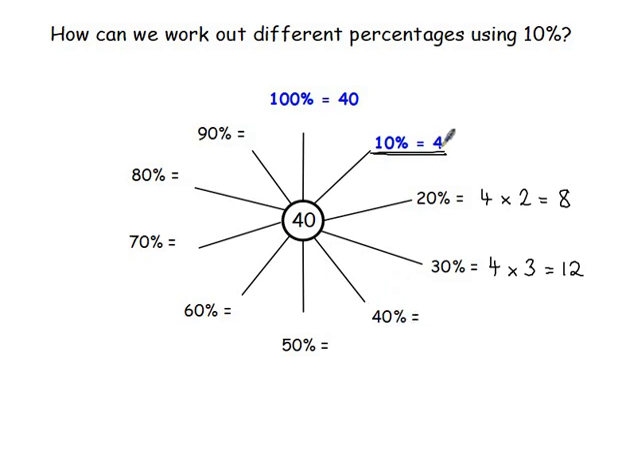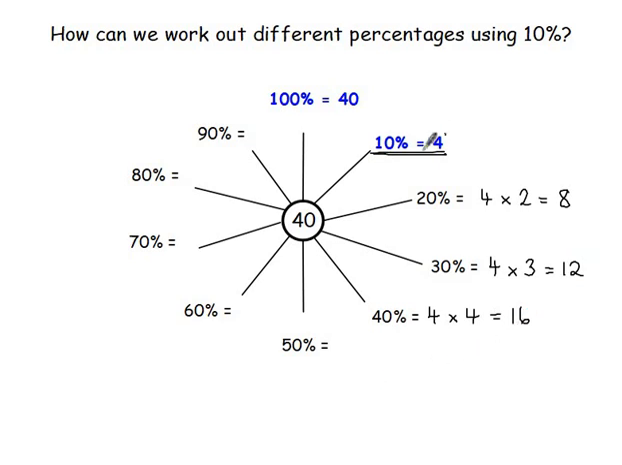So we need 4 lots of our 10%. So we take our amount and we times it by 4. 4 fours are 16. And some of you may be starting to see a pattern. So 4, 8, 12, 16, we're going round in the 4 times table.